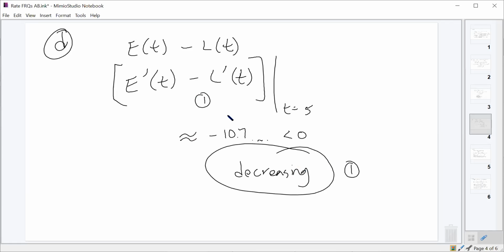Would it have worked, because you took the derivative of E and L separately and then subtracted them, if you did the derivative of the entire expression? Yep, that would work too. Yeah, the same thing.